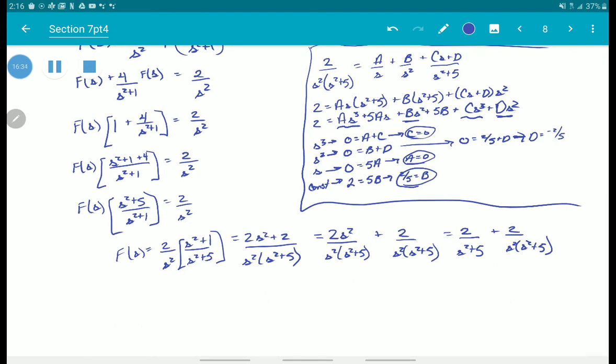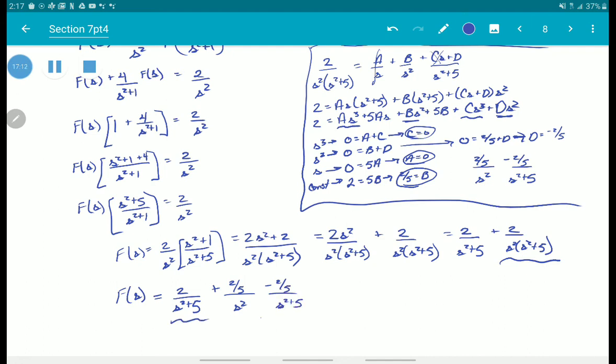So then A is 0, that term's gone. C is 0, that term's gone. This ends up being 2/5 over s squared minus 2/5 over s squared plus 5. So let's substitute that in here. So I'm coming down here. So we have 2 over s squared plus 5 plus 2/5 over s squared minus 2/5 over s squared plus 5.